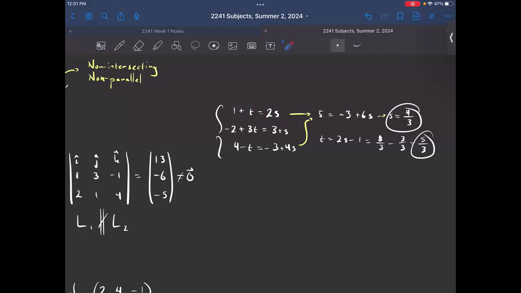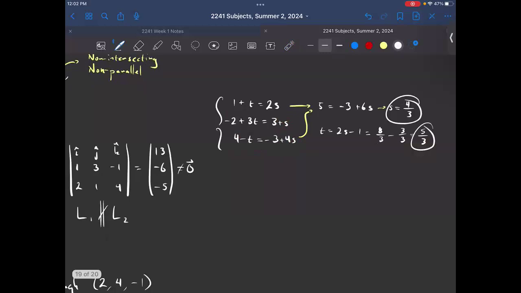Okay, so that should work for the top equation and the bottom equation, which looks like we may have intersecting lines here. But remember, we have this third equation in the middle, and if these solutions, which are the only ones that work for the top and bottom, don't work for the middle, then we can't have any solutions at all. So let's check. -2 plus 3 times 5/3. Is this equal to 3 plus 4/3? Well, I don't know. Let's find out.